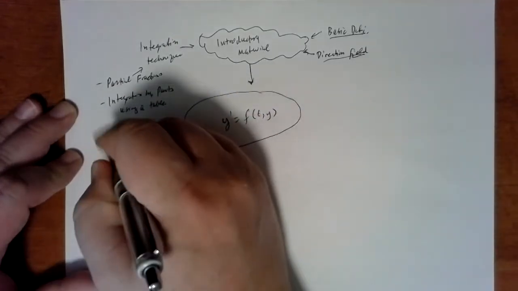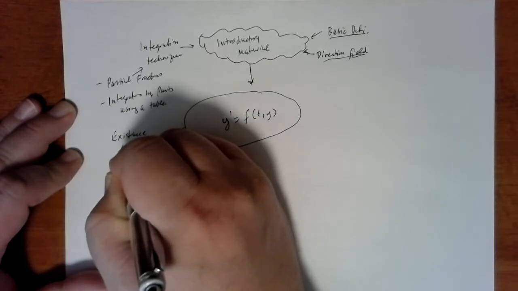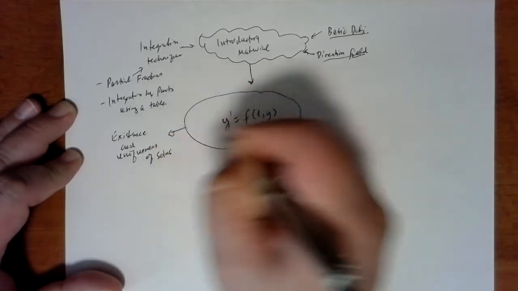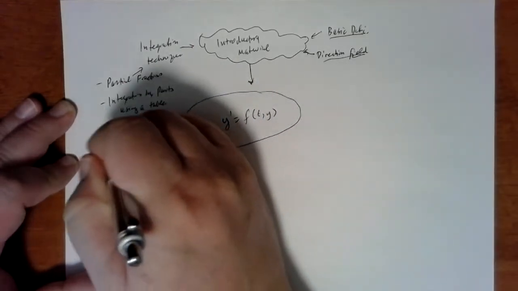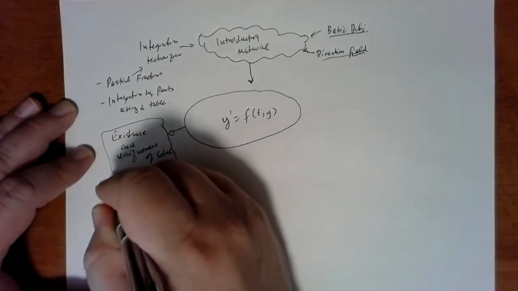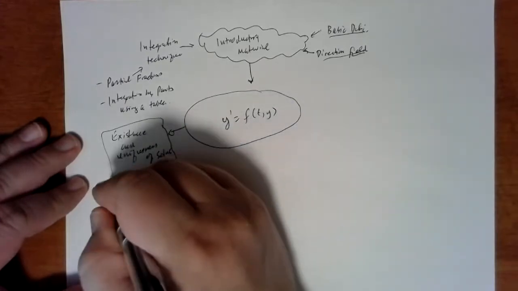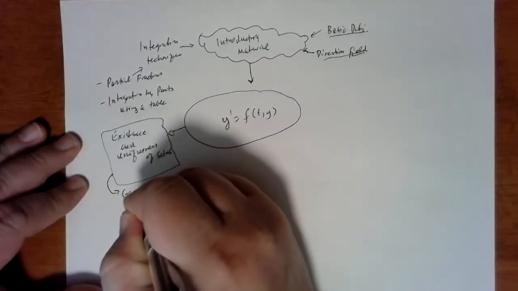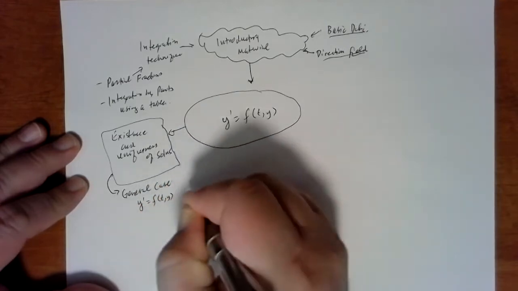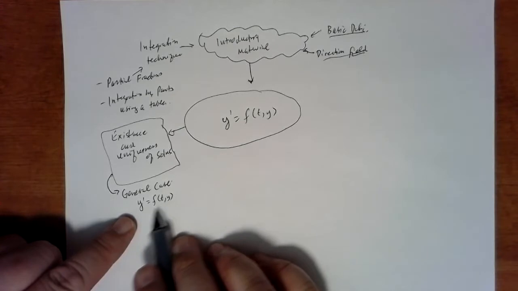We talked about the existence and uniqueness of solutions, right? And there's two flavors of that. One is very specific and one is general, right? So for the general case, that was y prime equals f of t, y. In the general case, you're not going to get very much information, right? Because this is very general.